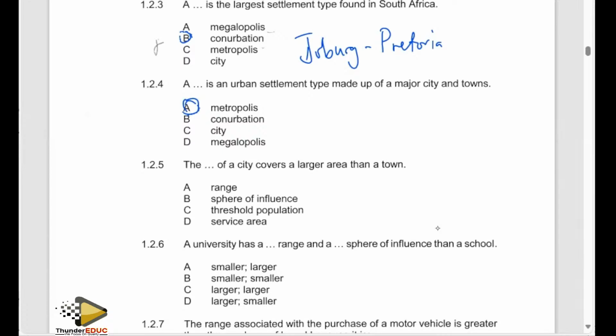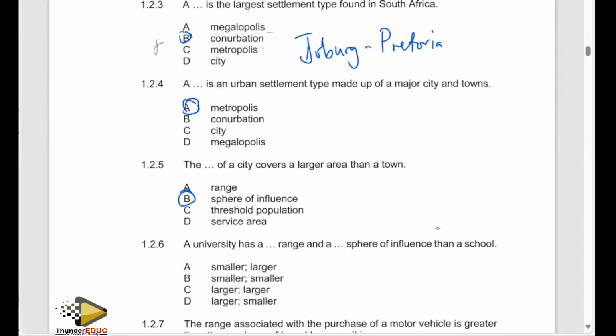The dash of a city covers a larger area than that of a town. Which one covers a larger area than that of a town? Basically, the correct response for that one is the sphere of influence. The sphere of influence is the area from which a settlement draws customers for the services offered therein. The sphere of influence for a city is wider because cities provide high order services or high order goods. They are high order centres. So basically their spheres of influence are larger.